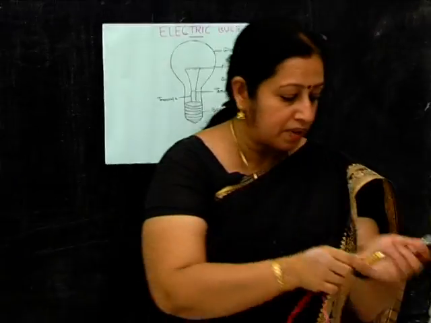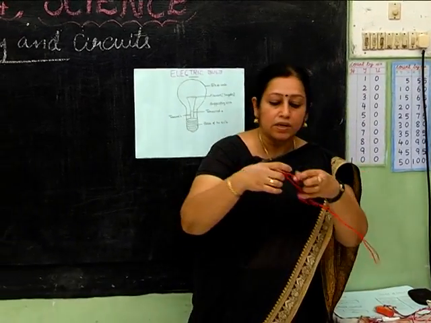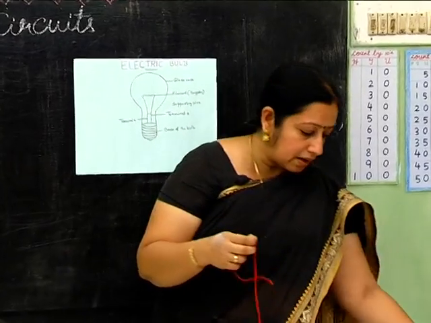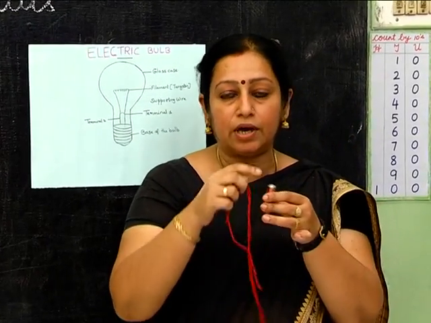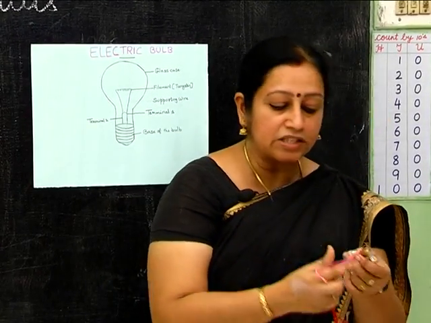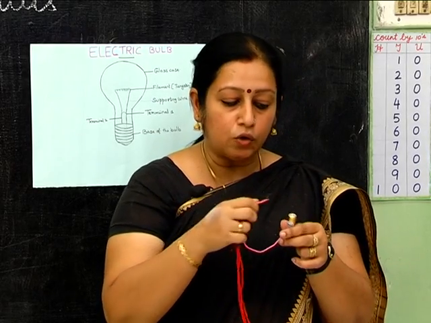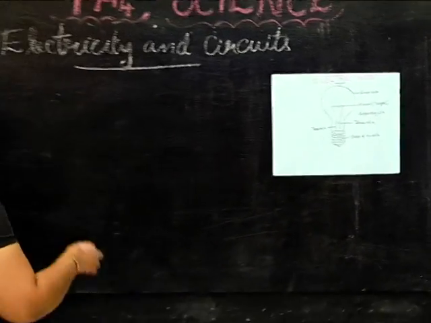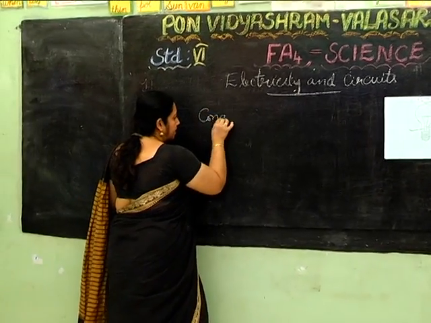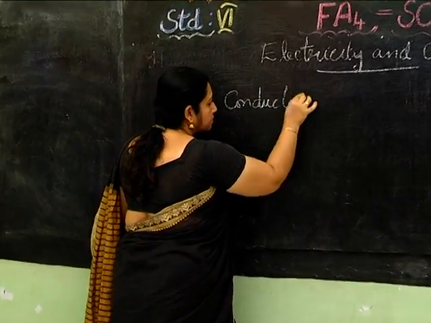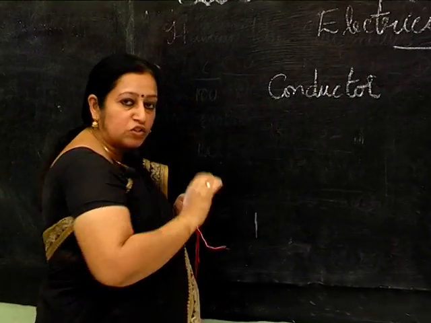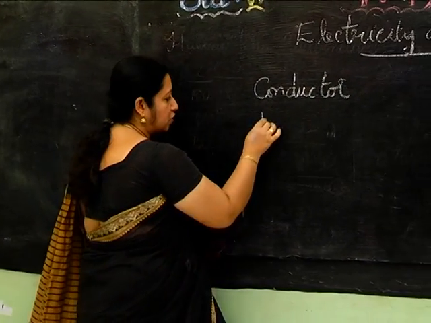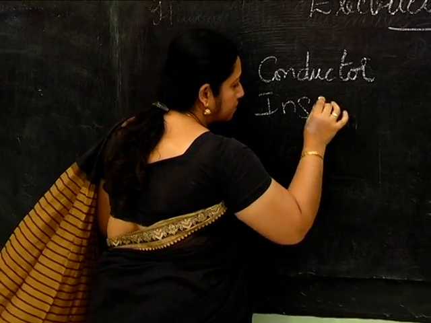What is the difference between this one and this one? Here, this is not allowing the current to pass through, whereas this one is allowing current to pass through it. So a substance which allows current to pass through is known as a conductor, whereas one which does not allow current to pass through is known as an insulator.